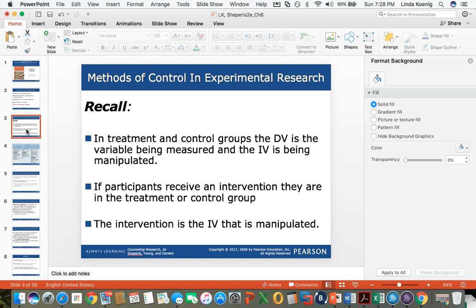So remember that in our treatment control groups, the dependent variable is the variable that we're measuring. The independent variable is the variable that we are manipulating and/or selecting, depending on what type of research we're doing. If our participants receive some type of intervention, they could be in the treatment group or they could be in the control group. The intervention is the independent variable that is manipulated.